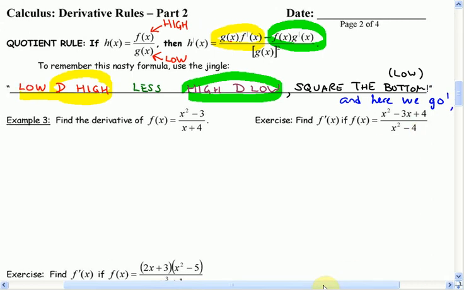Okay, now if you don't like the jingle, low D high, less high D low, square the bottom, and here we go, go ahead and memorize the formula as g of x times f prime of x minus f of x times g prime of x all over g of x all squared. It's up to you. Isn't this just the product rule divided by g of x? It's not the product rule because look, it's a minus sign. The product rule is a plus sign, so it's very similar to the product rule, but it's not exactly the same.